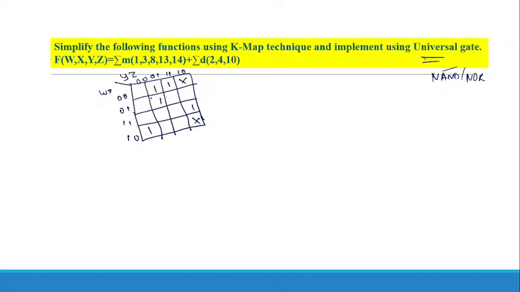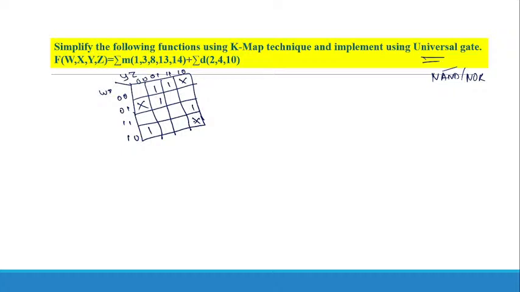Okay. So now you could see here these are the values 1, 3, 8, 13, 14 plotted as minterms, and 2, 4, 10 with the don't care. So I plotted it. Now grouping.